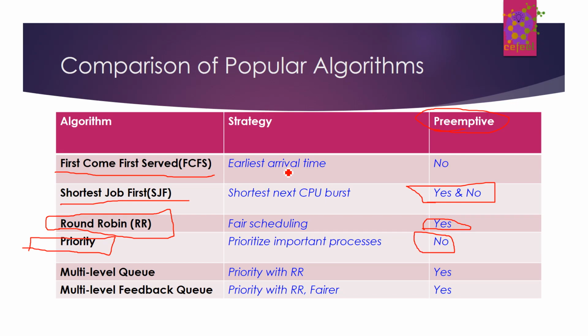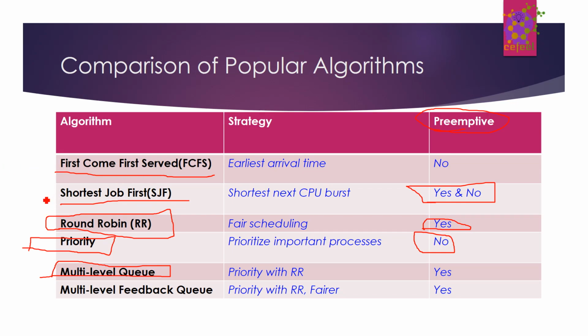The next one is the multi-level queue. In fact, this is a combination of priority and round robin, which means it takes care of priority scheduling, whereas it also uses a time slice to schedule the CPU. As we will see shortly, it first executes the priority processes, which are kept in different priority queues, and within each queue these processes are run using round robin scheduling based on a time slice. This is a preemptive algorithm.